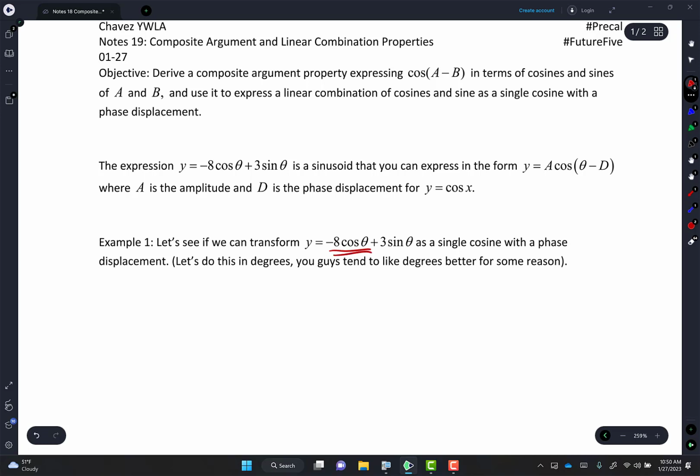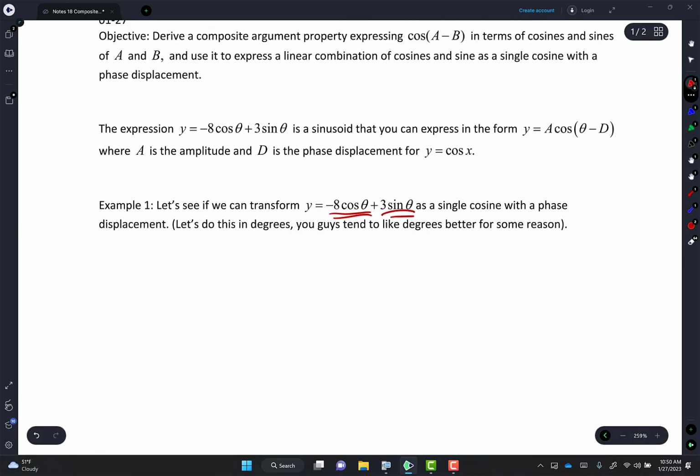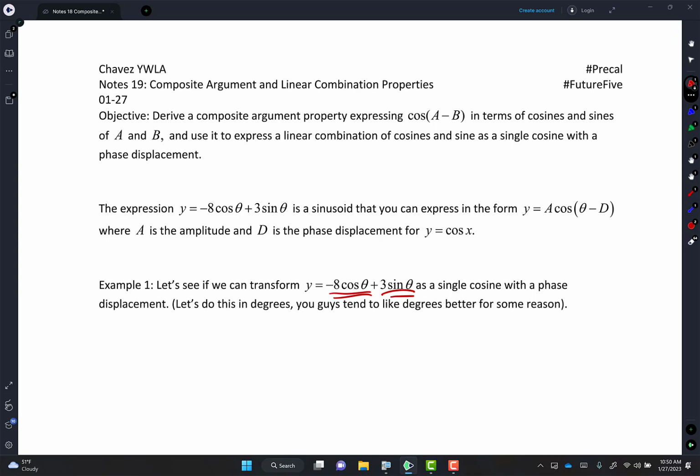You see that -8 cosine and that 3 sine? We're going to do this without any formulas. I'll show you the formulas, they're down there. So check it out. What do I want to do? I want to turn these two into one single cosine with a phase displacement. So here's how we all do it without formulas.